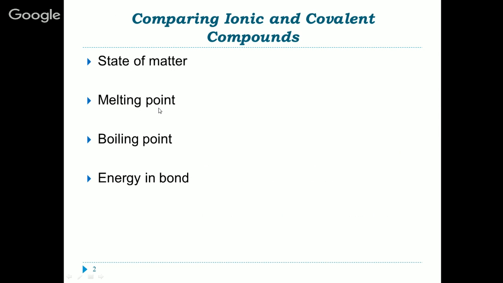Melting point, the temperature at which we go from a liquid to a solid, or solid to a liquid, means the same thing. Melting points, also boiling points, right? When we can go from a liquid to a gas. Melting points and boiling points of ionic compounds are much, much higher than similarly massed covalent compounds. So we can only really compare things that have a similar molecular weight. Melting points and boiling points are always higher in ionic compounds.